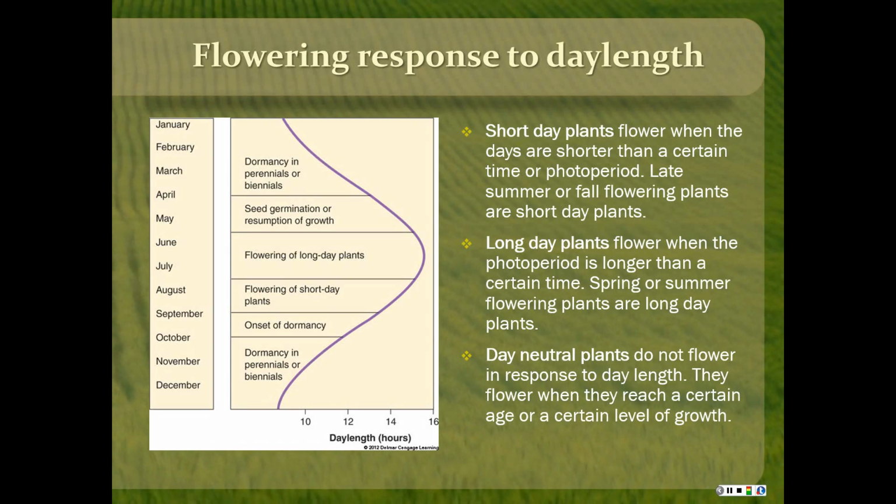And day neutral plants don't flower in response to day length at all. They just flower when they reach a certain age, or maybe when they've gotten to a certain level of growth, but day length doesn't influence them at all.